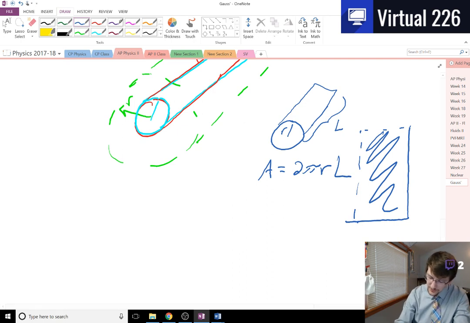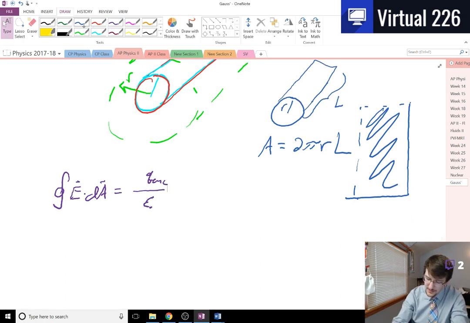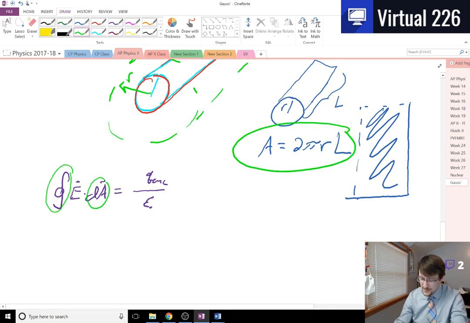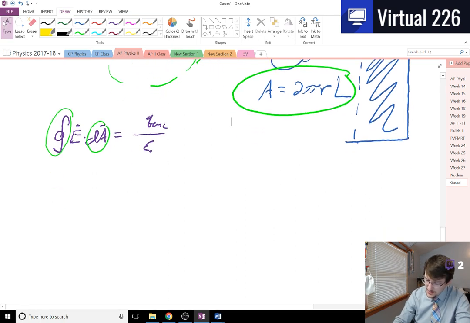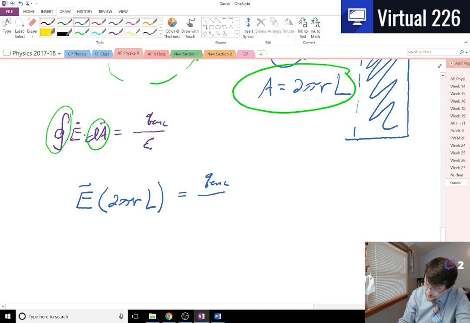So if you wanted to Gauss's law this, we could just say, hey, look, here's your closed integral, E dot dA, equals the charge enclosed over epsilon naught. And then in this case here, whenever we take the closed integral on dA, we're just getting this area. So we can just say that our electric field times 2 pi r L equals Q enclosed over epsilon naught.